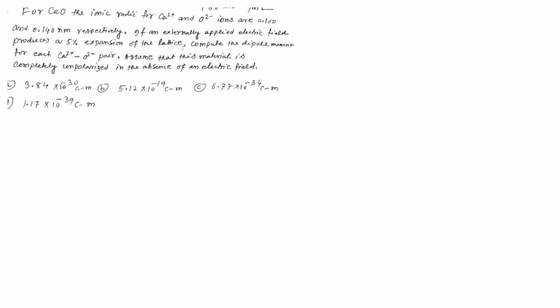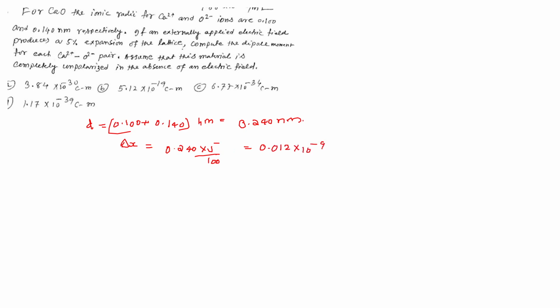So first, the interatomic separation, that D will be how much? 0.100 plus 0.140 nanometer, right? So it will be 0.240 nanometer. Now increase the length of the separation, we can take it as delta x. Okay, so it's 5%. So 0.240 into 5 divided by 100. Okay, so it will be 0.012 into 10 to the power minus 9 meter.